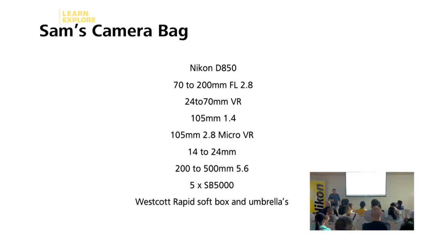This is Sam's camera bag. So basically, I have the D850. I have a 70 to 200 f/2.8, which is the brand new 70 to 200. The 24-70 VR, very, very sharp lens. That's my go-to workhorse lens. I have a 105 1.4 portrait lens. I have the 105 2.8 macro VR and the 14-24 and the 200 to 500.